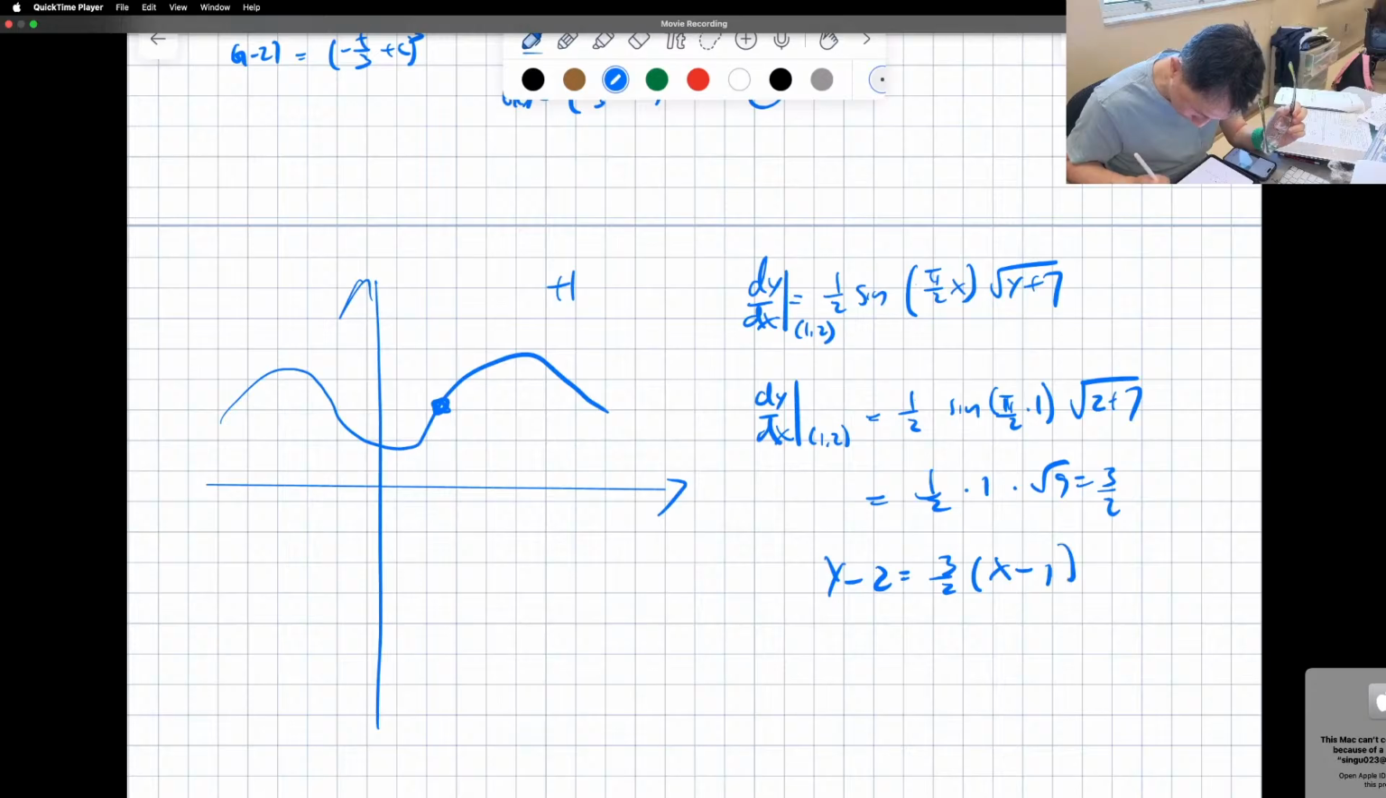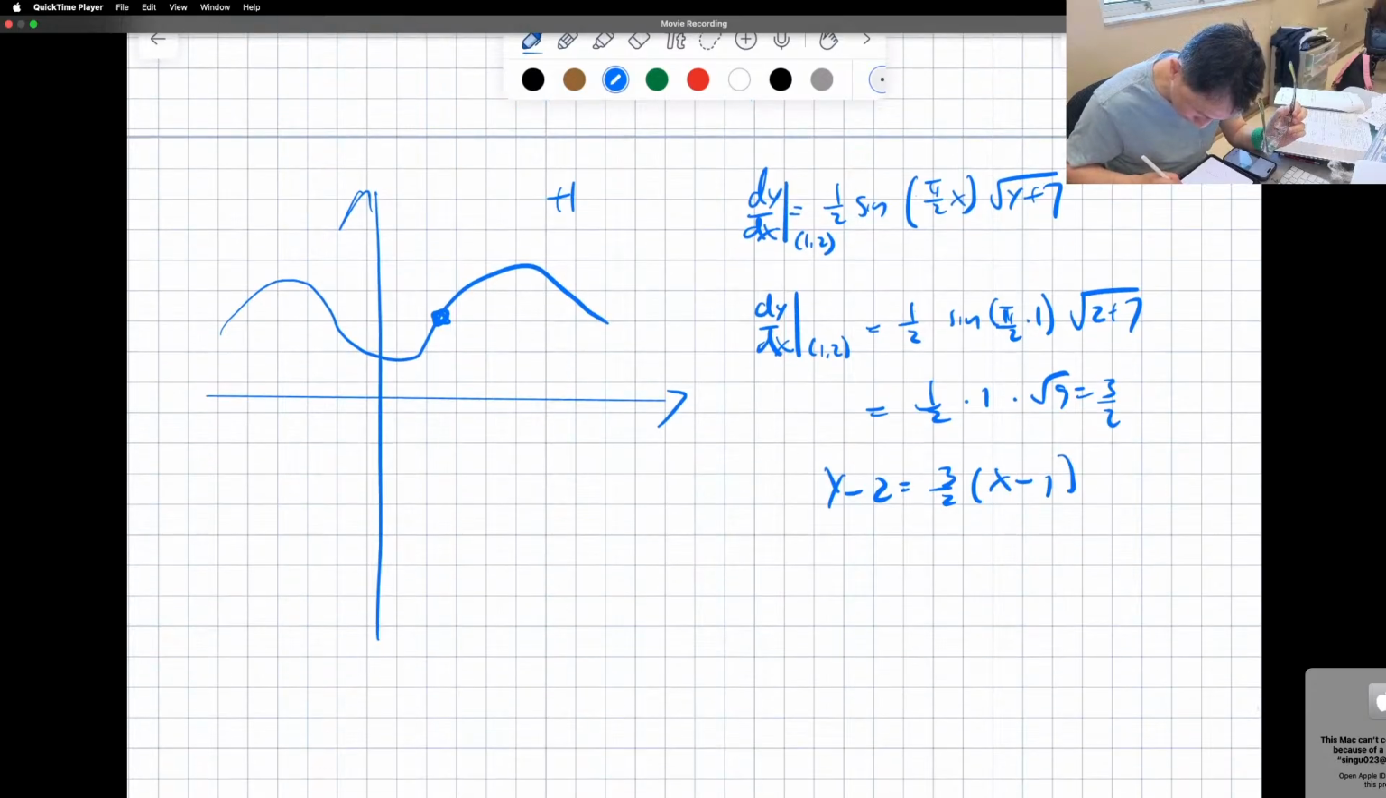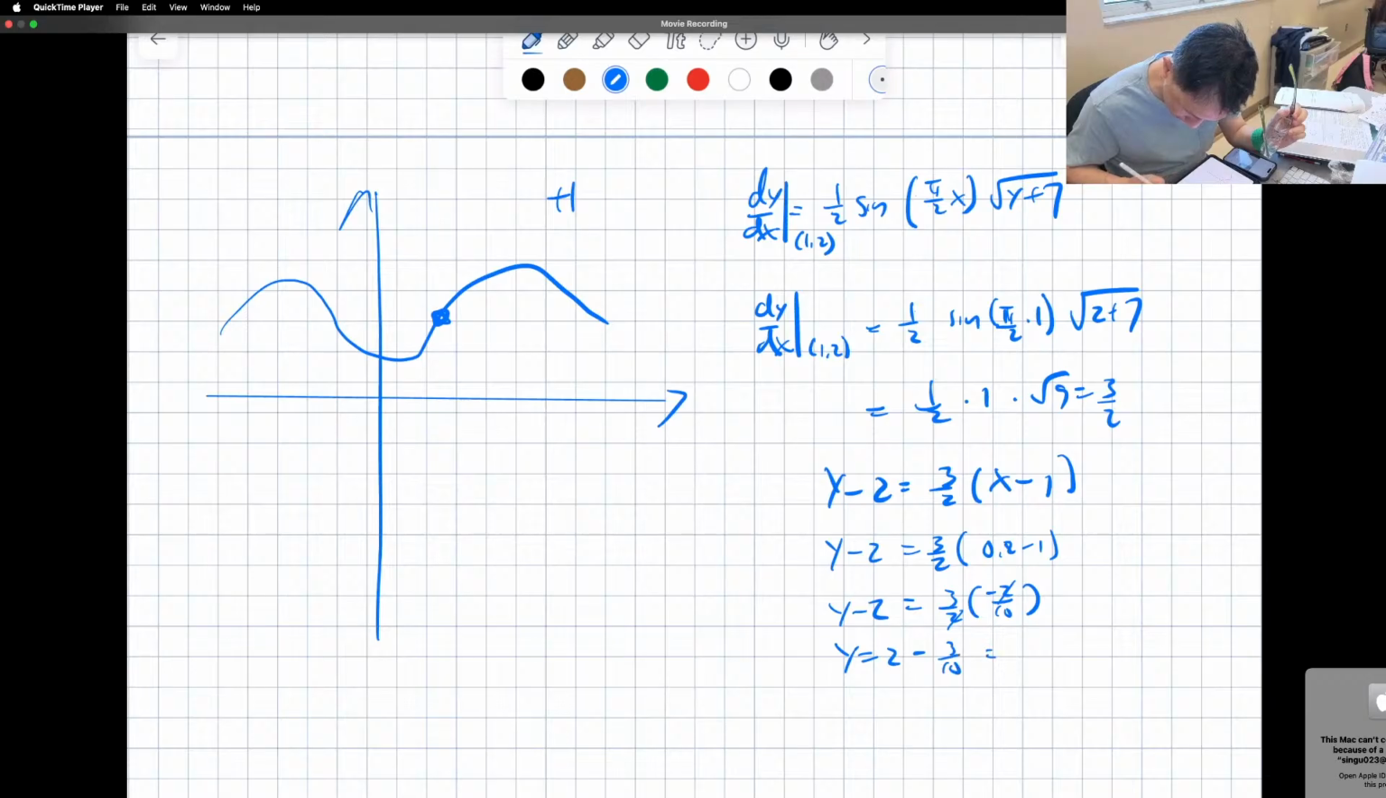And then we're gonna plug in 0.8, right? So equal to 3 over 2 times 0.8 minus 1. And then that's equal to 3 over 2 times negative 2 over 10. So that 2 cancels out, that's a negative 3, so it'll be 2 minus 3 over 10. I think it's 1.7. Is that right?